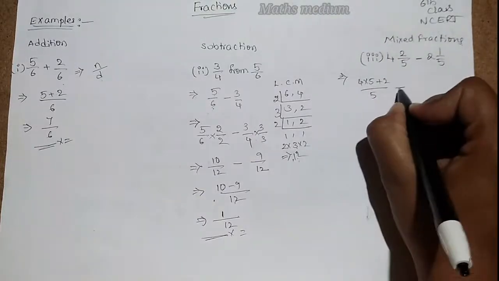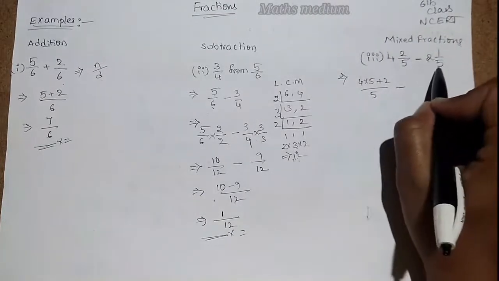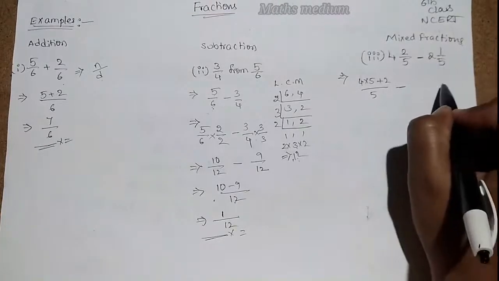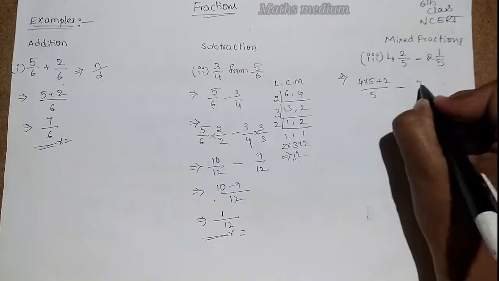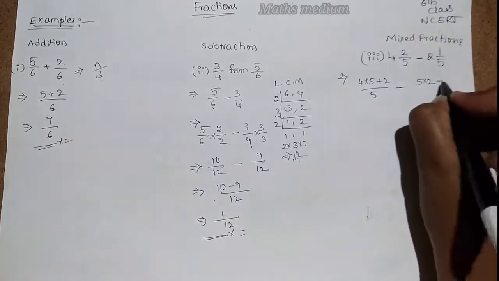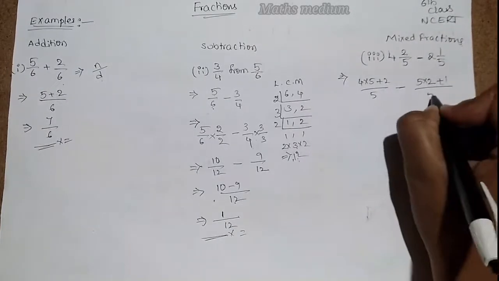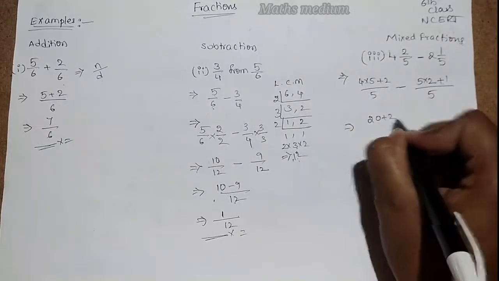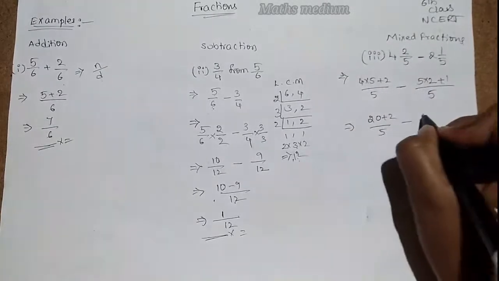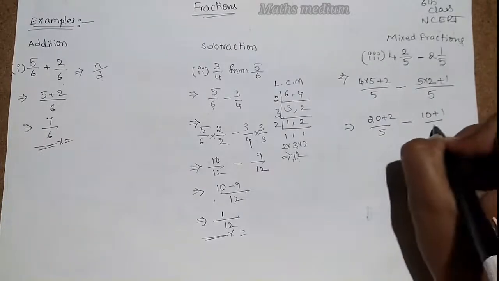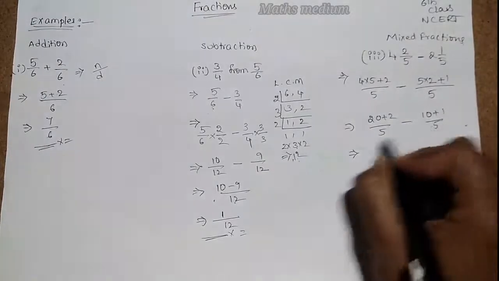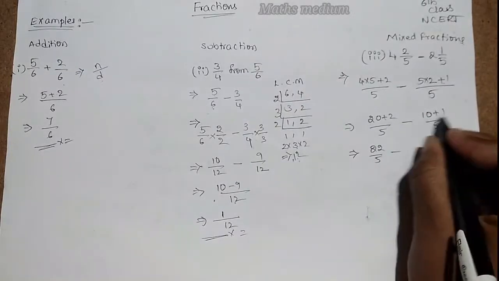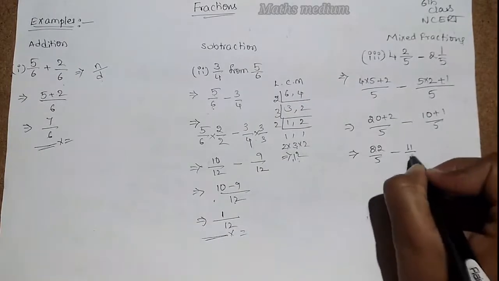So here, see, this is 2 and this is 5. These two are multiplied and added to the numerator, that is called the numerator. So 5 into 2 plus 1 by this denominator. So 4 5s are 20 plus 2 by 5 minus 5 2s are 10 plus 1 by 5. Now 22 by 5 minus, 10 plus 1, 11 by 5.